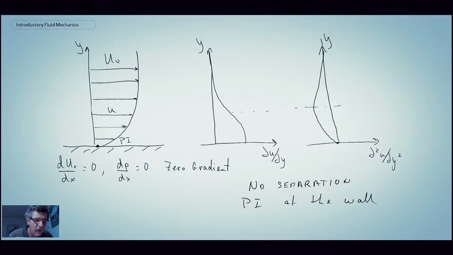Inflection point is right at the wall. So we've looked at the case of a favorable, a zero gradient. Now let's look at a weak adverse pressure gradient.